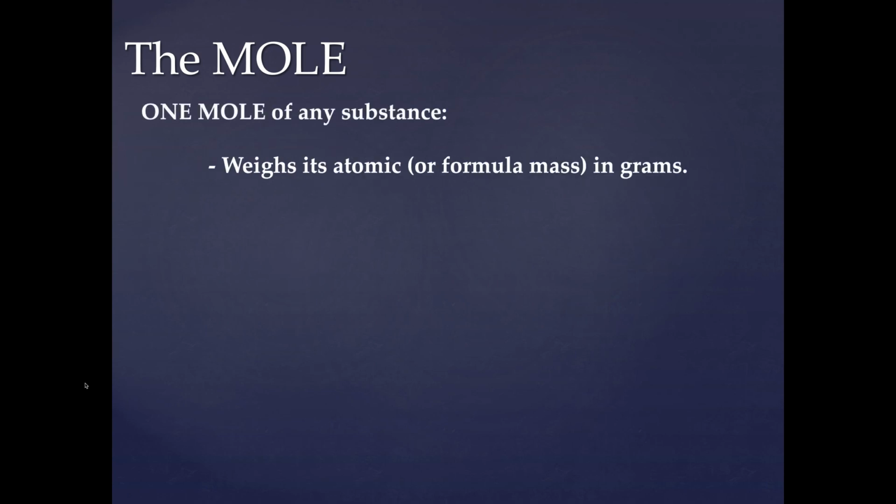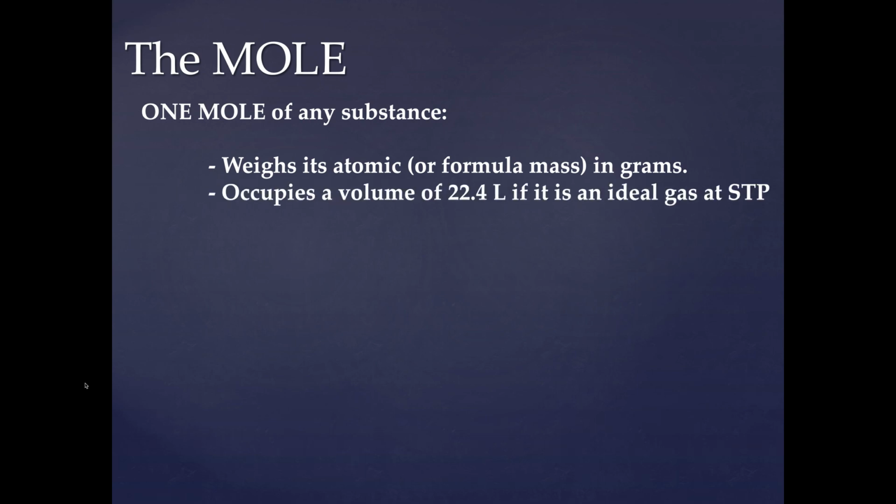A mole of any substance weighs its atomic or formula mass in grams. That's where gram formula mass comes from. It occupies a volume of 22.4 liters if it's an ideal gas at standard temperature and pressure. And it will contain 6.02 times 10 to the 23rd atoms or molecules or ions or formula units of that substance. 6.02 times 10 to the 23rd is Avogadro's number, and it's the number of atomic mass units needed to weigh 1 gram.